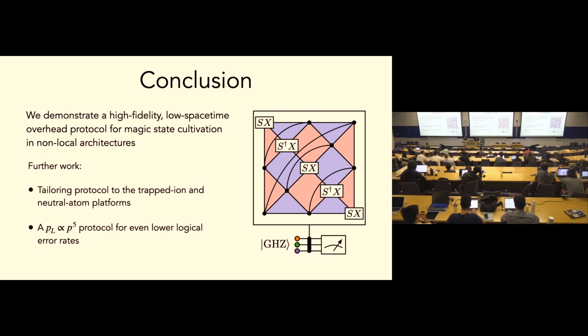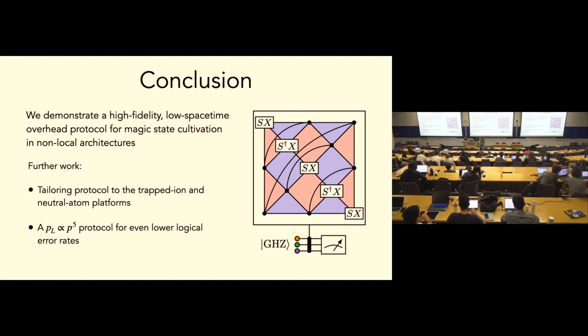Current work that we're still making progress on is adapting this protocol to be tailored to the trapped ion and neutral atom platforms and their hardware constraints. And further, the entire talk I gave today was focused on cultivating a distance 3 magic state where the logical error rate scaled as p cubed.